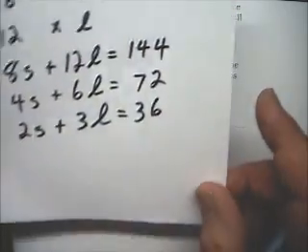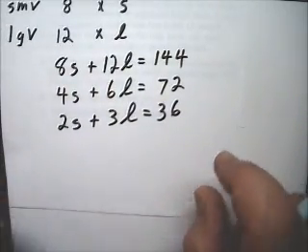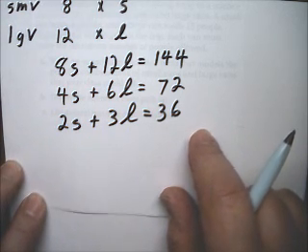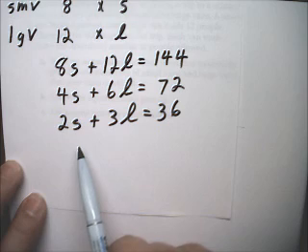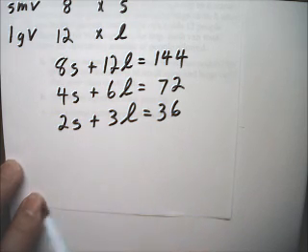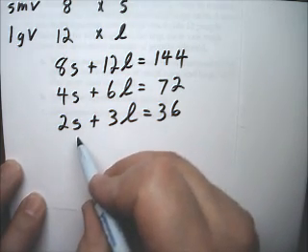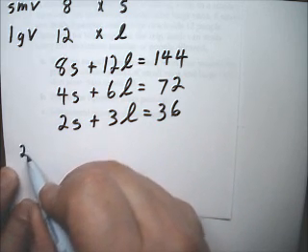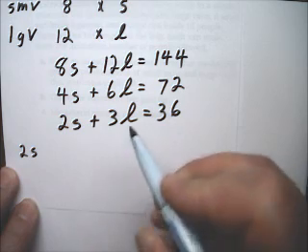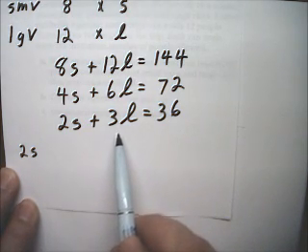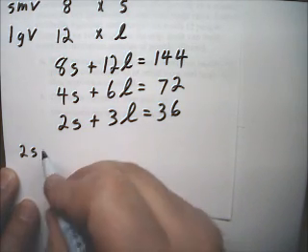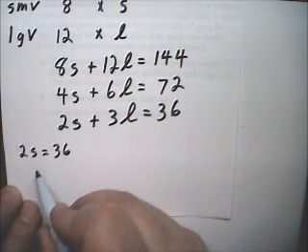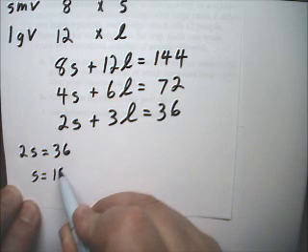And now we have to graph this equation. So I think I'll do a quick graph. The book does the same thing. And to do a quick graph, we figure out the intercepts. So to find the S-intercept, I'm going to let L be 0. So when I let L be 0, I'm left with 2S equals 36. So S equals 18.